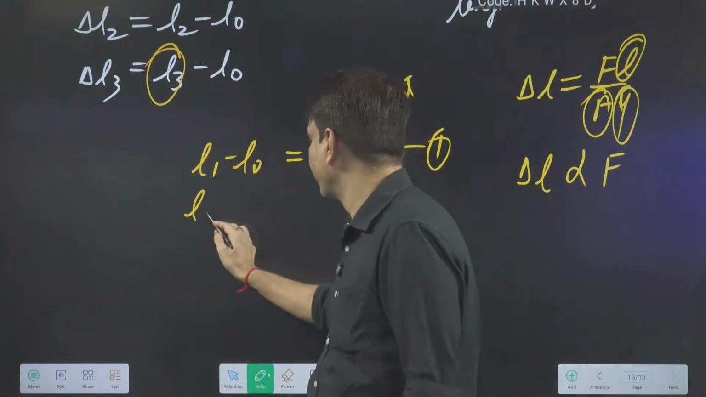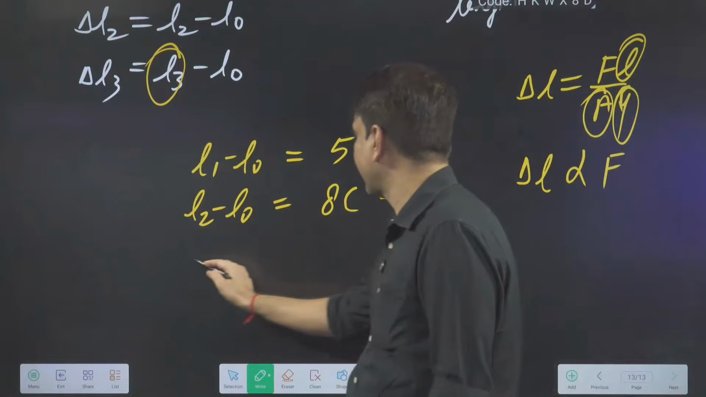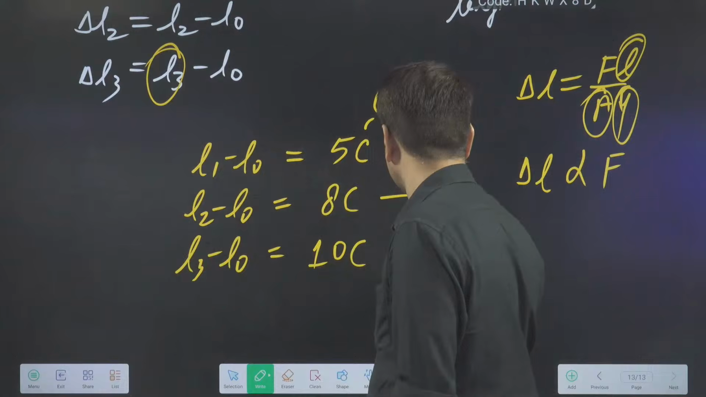Okay. L2 minus L0, what can I say? That is equal to 8C. It is the second relation. And then L3 minus L0 will be equal to what? 10C. That is the third.